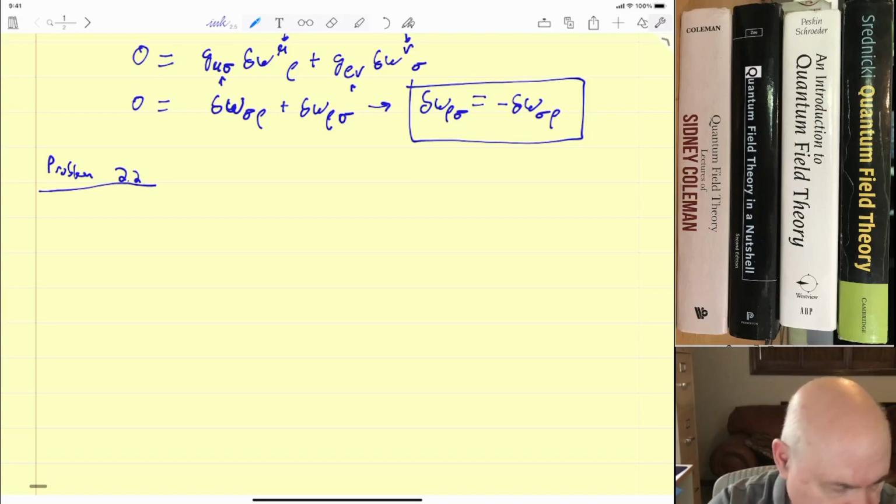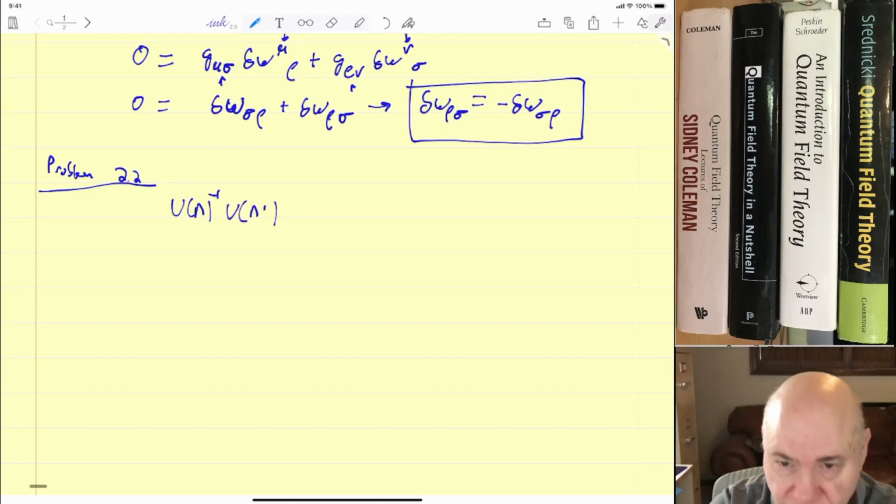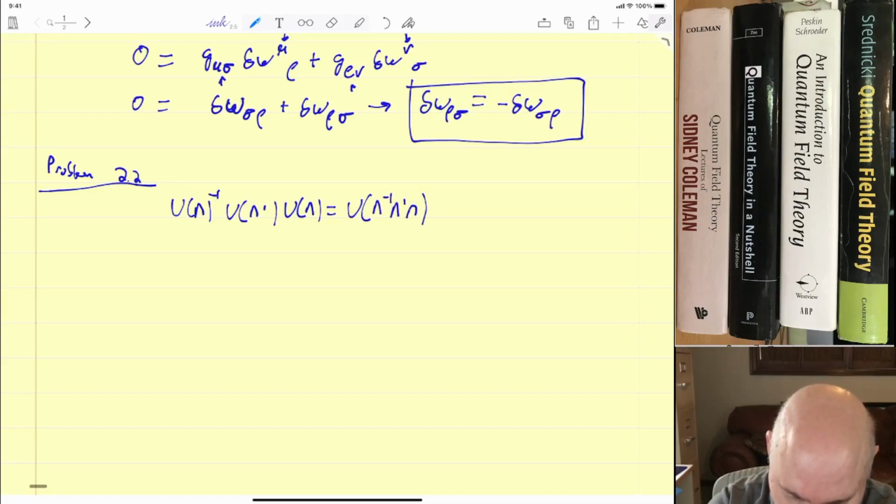Now we want to prove that u of lambda inverse u of lambda prime is a different Lorentz transformation. That's all it means. It's not a derivative or anything like that. U of lambda, this is equal to u of lambda inverse lambda prime lambda. We want to prove that this implies equation 214.